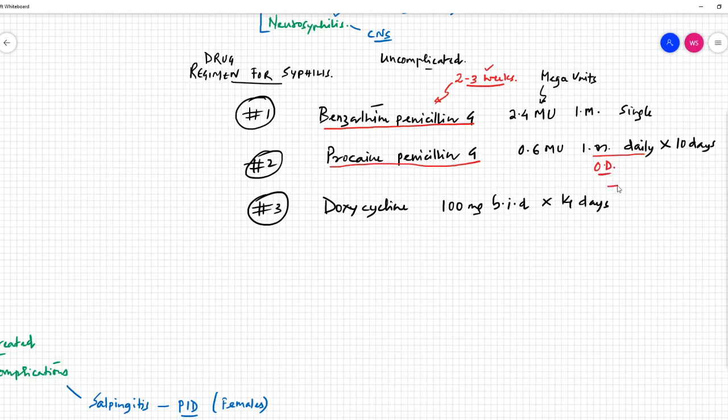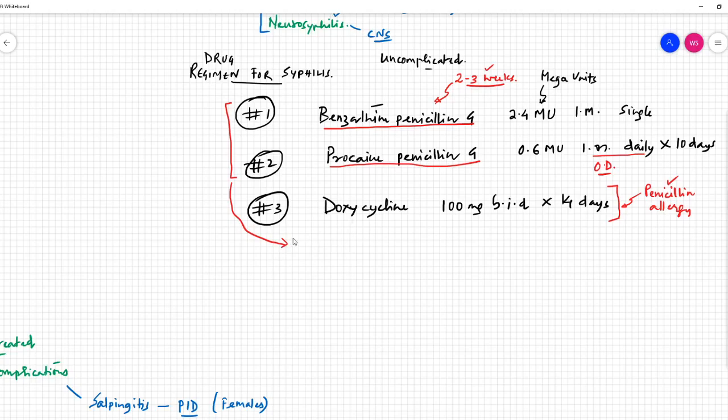Doxycycline, you might have guessed, is given in case of penicillin allergy. So whenever we talk about penicillin, we need to be very careful about allergy, hypersensitivity to penicillin. Right, so we are going to continue our discussion on penicillins.